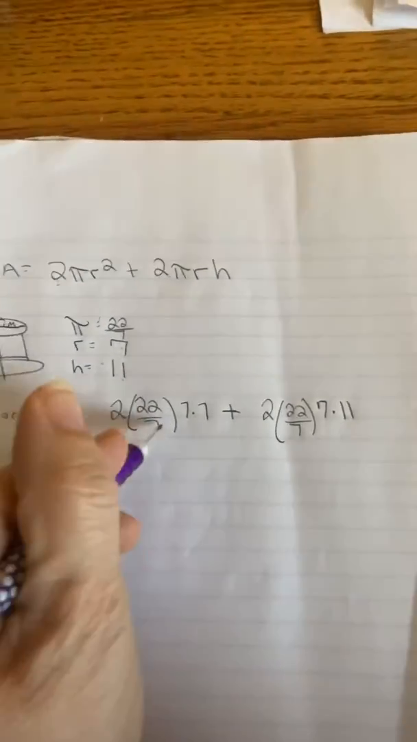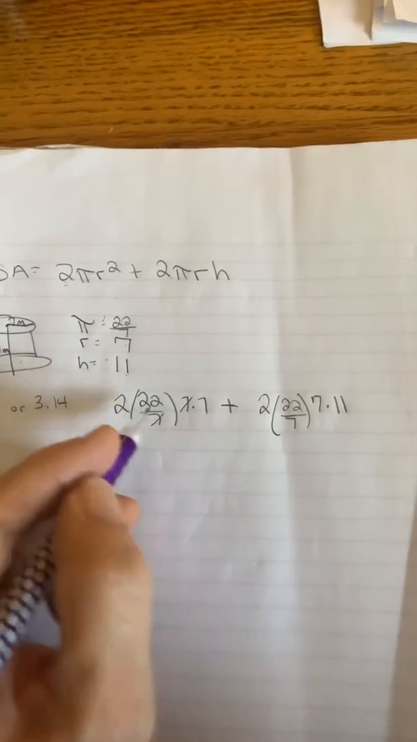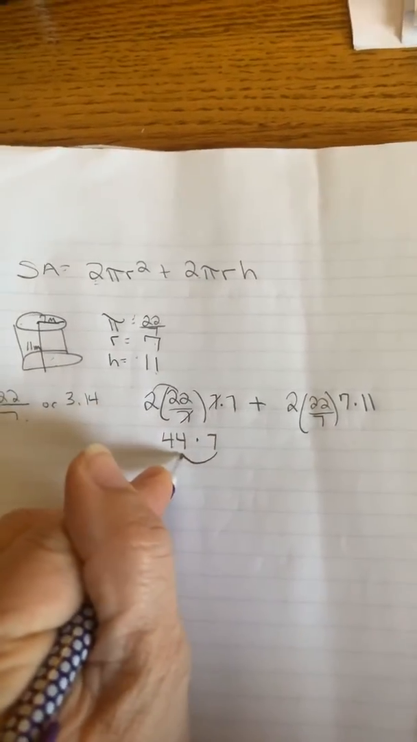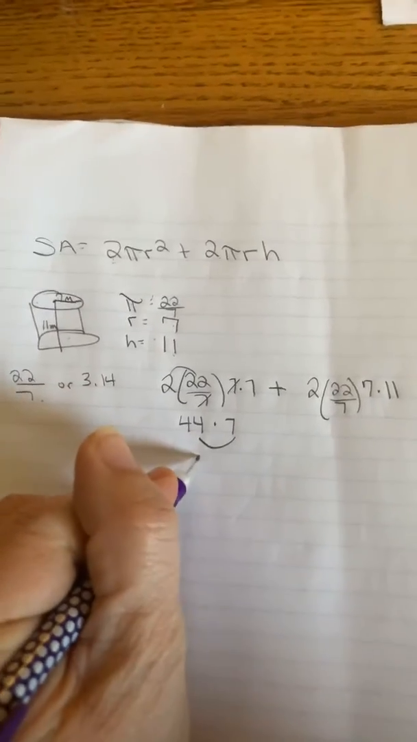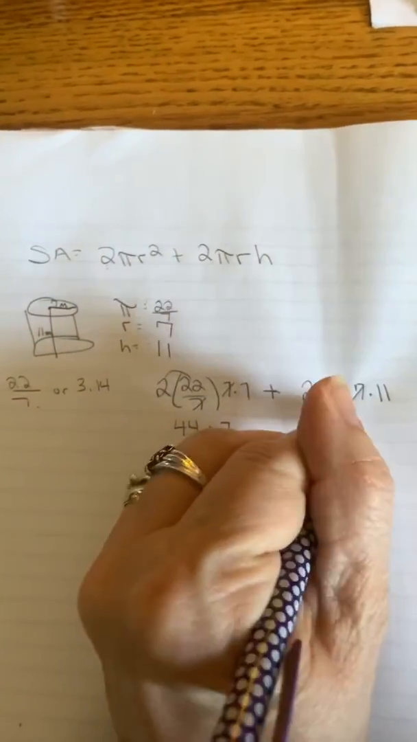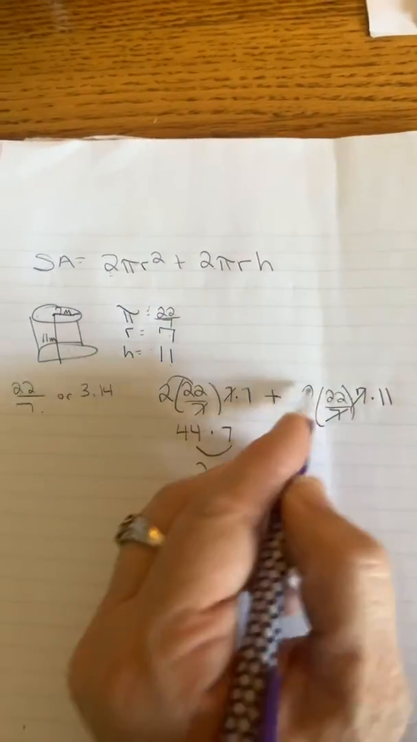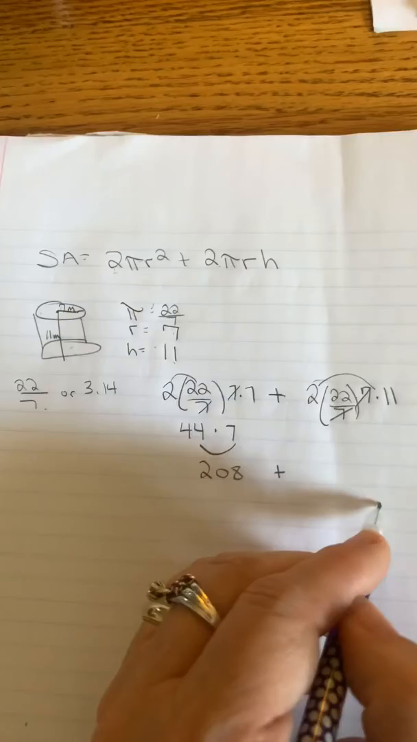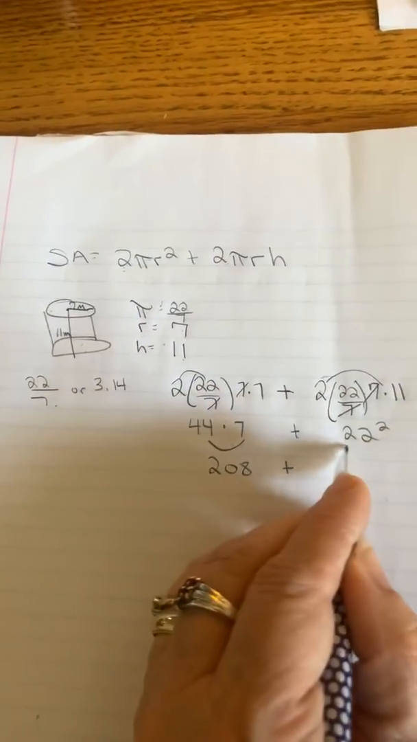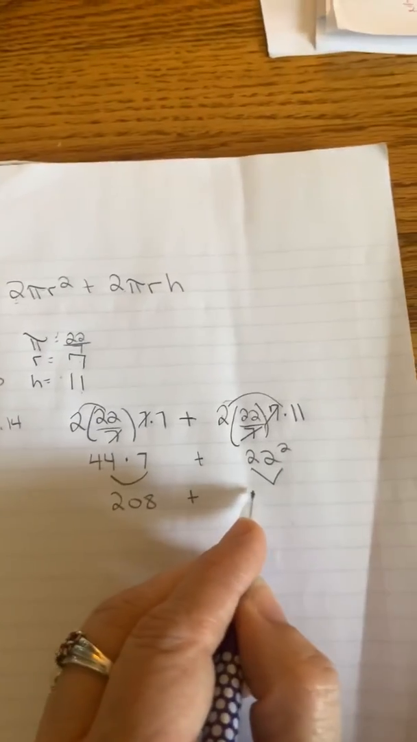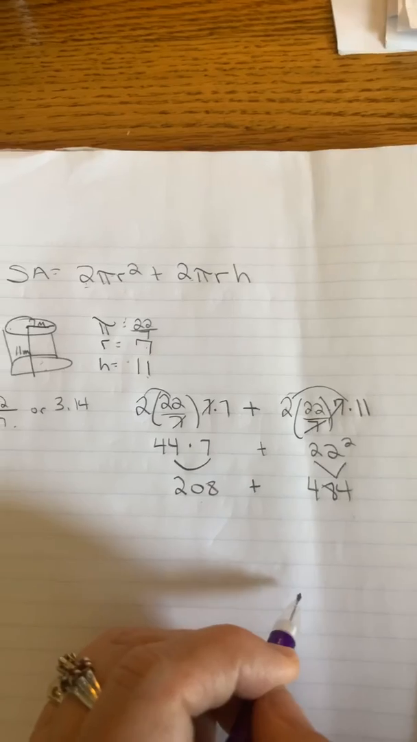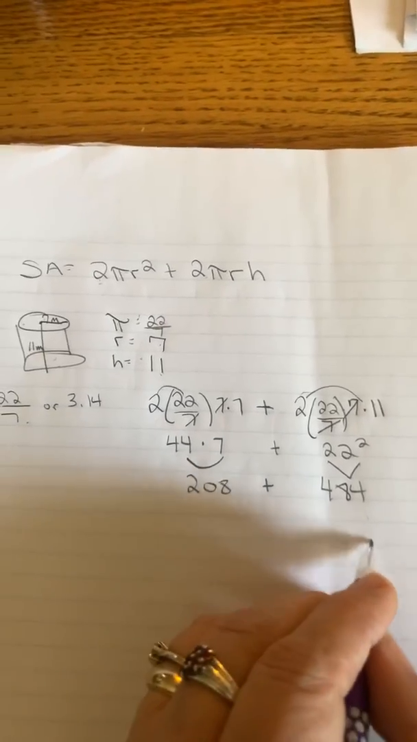When you do that, you're going to be able to cancel out one of the 7's here. So you're left with 2 times 22, which is 44, times 7, which is 308. And then we're going to cancel out these 7's, and you have 2 times 22. But actually, I'm going to do 2 times 11, which gives me 22 squared. And those of you who have your perfect squares memorized, 22 squared is 484. Now you have 308 plus 484. Remember that it's in meters squared.